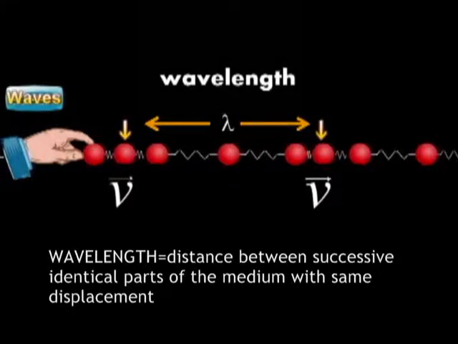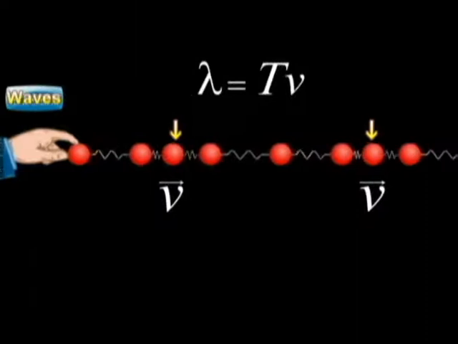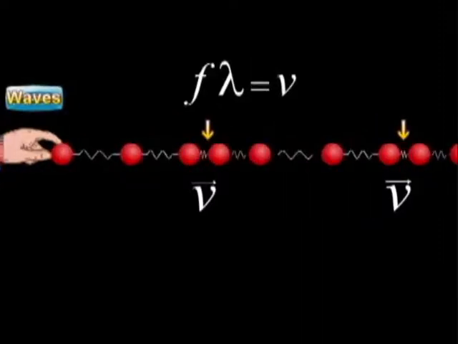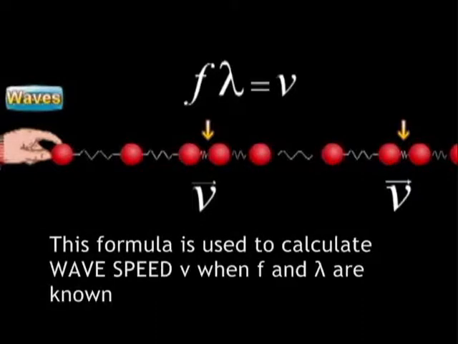Waves propagate through a medium at a certain speed v. When speed is multiplied with period, we will get the distance covered by the wave in a unit time, which is also the wavelength lambda. As frequency f is equal to the reciprocal of period T, transferring f to the other side of the equation gives us the familiar formula v equals f lambda. This formula can be used to calculate wave speed v when f and lambda are known.